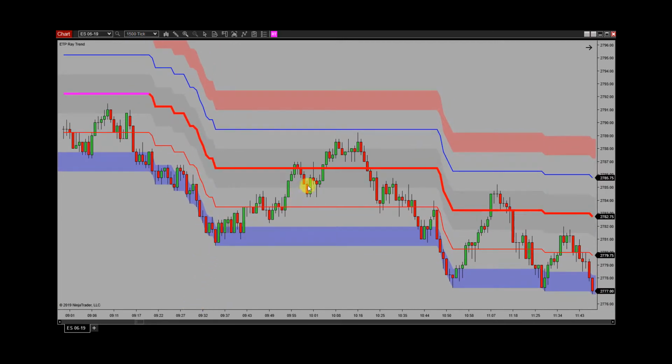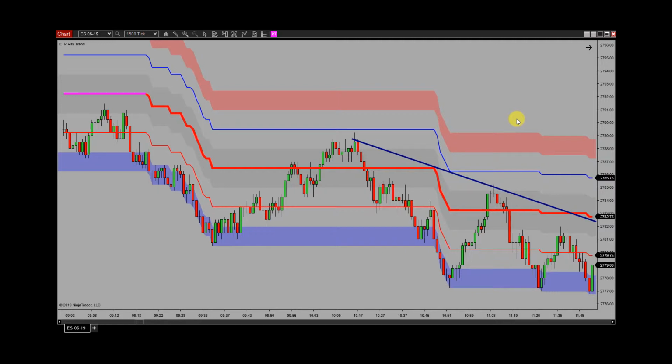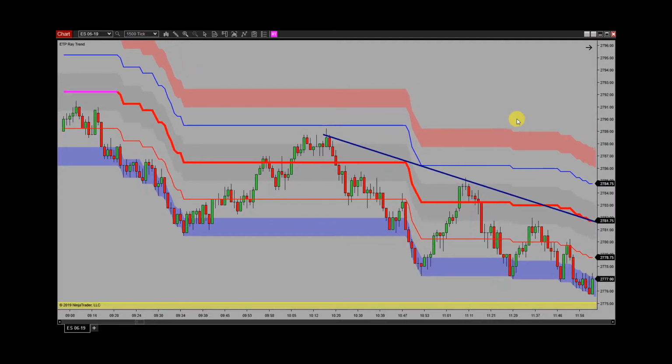Now, since this is a downward trend, we're going to draw a trend line from the top of the bars, like so. Now we're going to move forward in time.